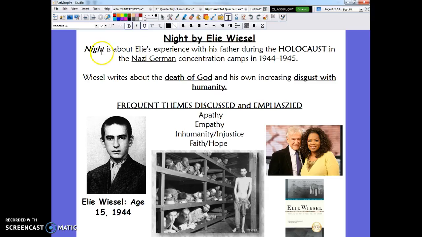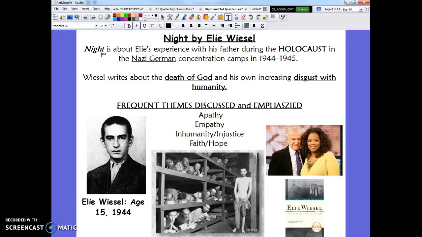The next thing we talked about was the book Night. This is our second quarter novel that we're going to read in class together. If you haven't gotten this already, you need to go to the book depository and check it out. And so far, this is the stuff that we knew about it.